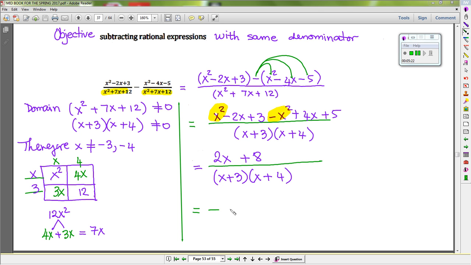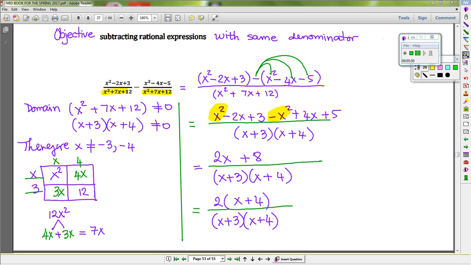Next, look at the numerator. We have two terms, 2x and 8. The greatest common factor for the 2x and the 8 will be just 2, so we have 2. And then inside, we'll take each one of the given terms divided by 2, so 2x divided by 2 gives us x, and 8 divided by 2 gives us 4. Copy down the factors of our denominator again.